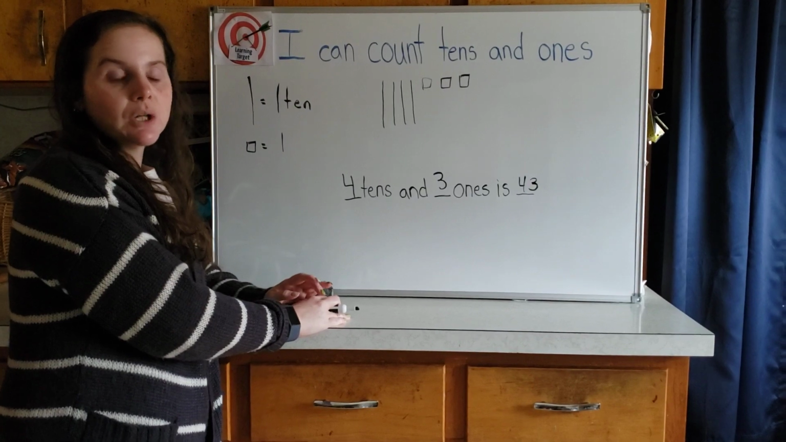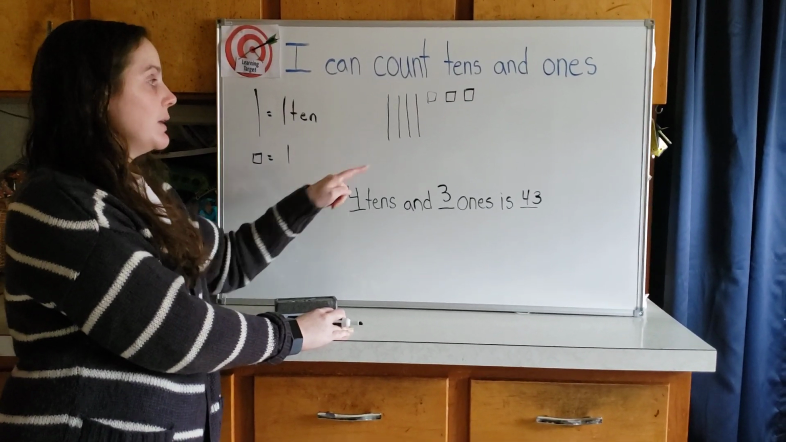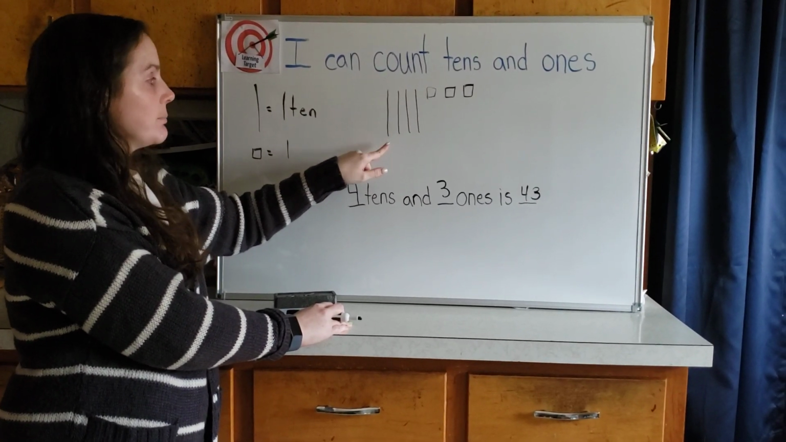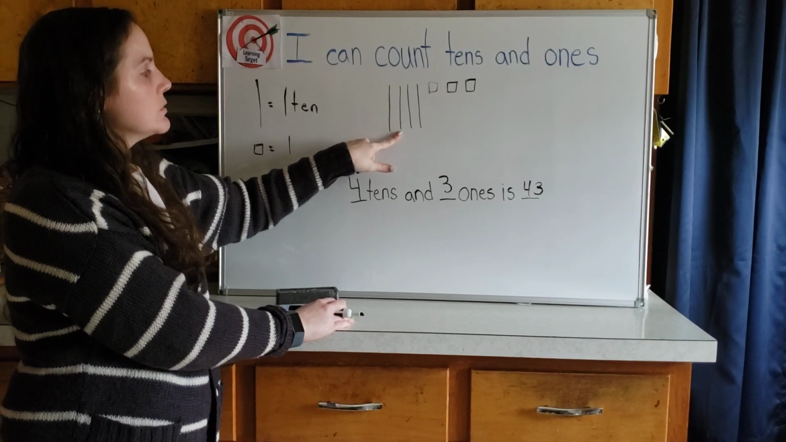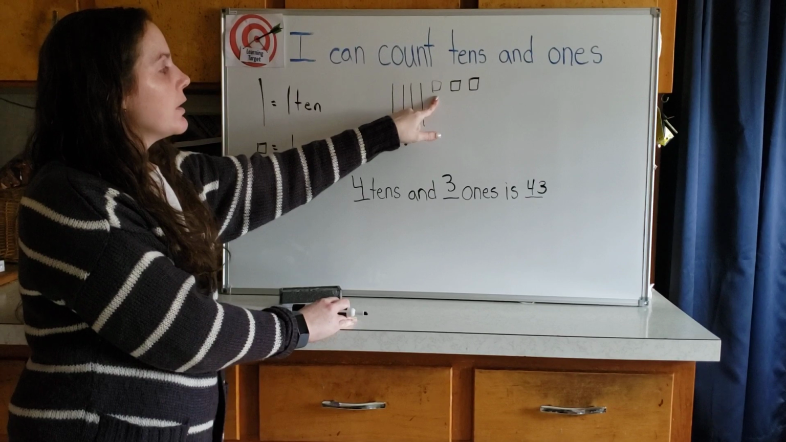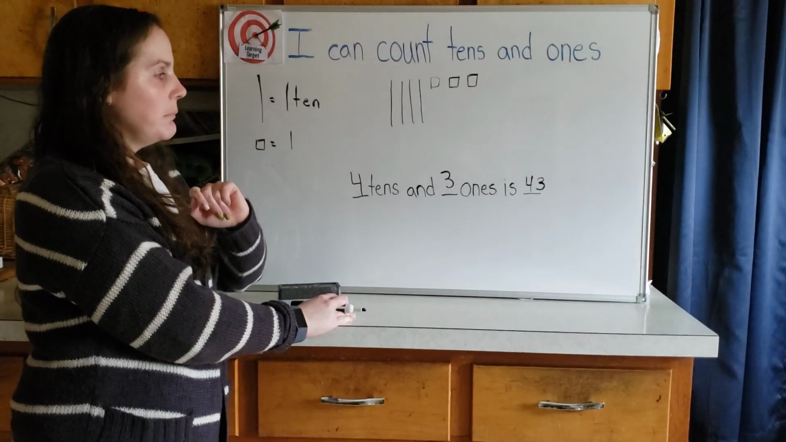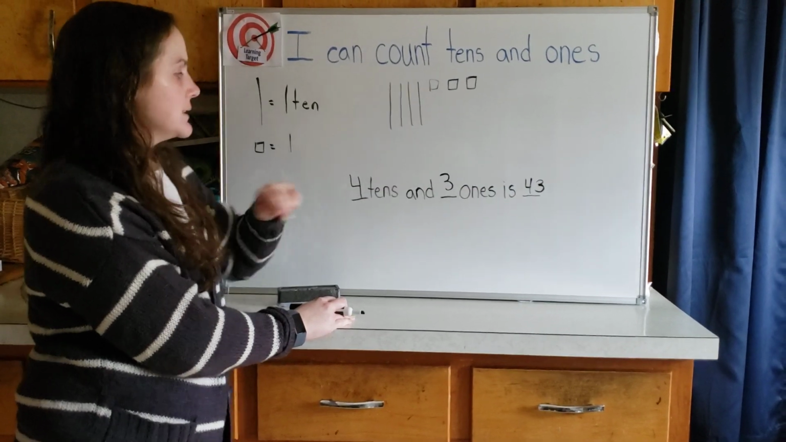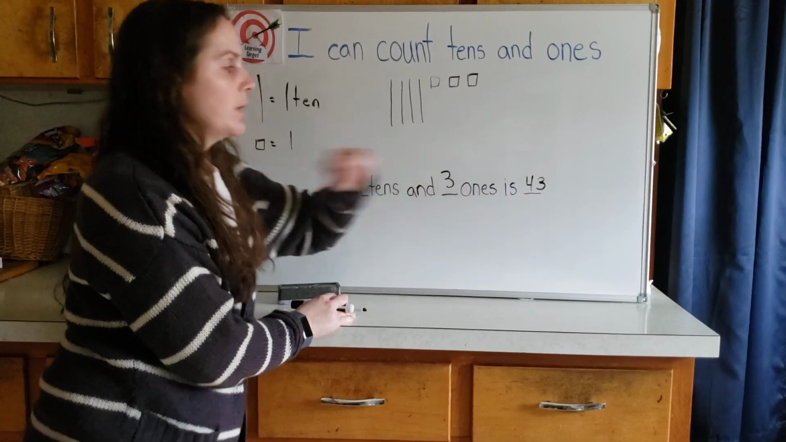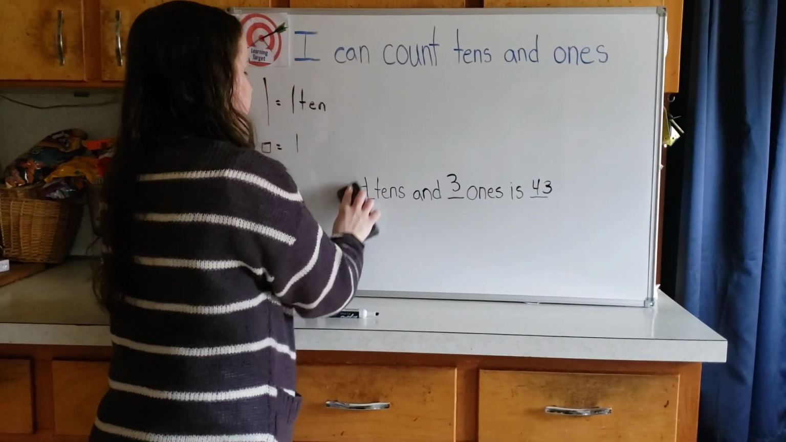But we know that we have to go back and check, so let's count and make sure that we're right. But remember, when we count, these aren't ones, these are groups of tens. All right, ready? 10, 20, 30, 40, 41, 42, 43. It matched, so 43 is the answer. 4 tens and 3 ones is 43.